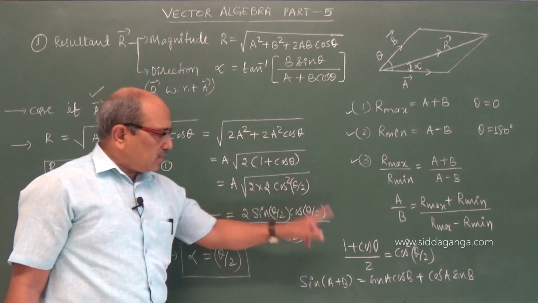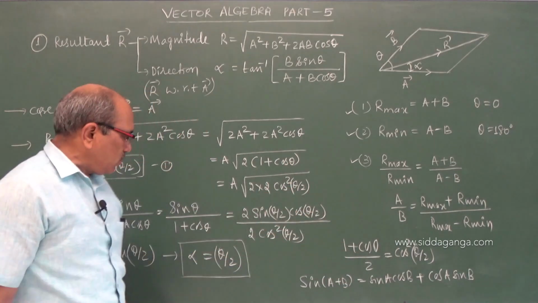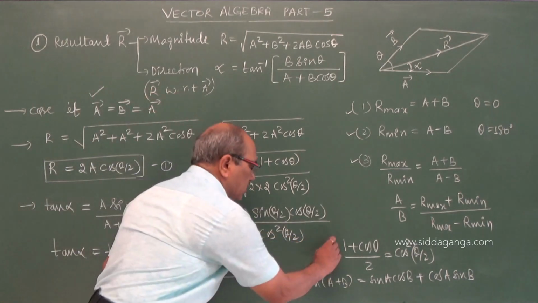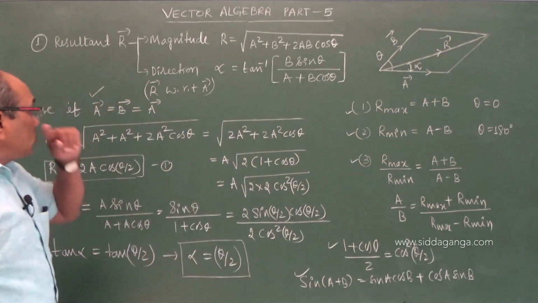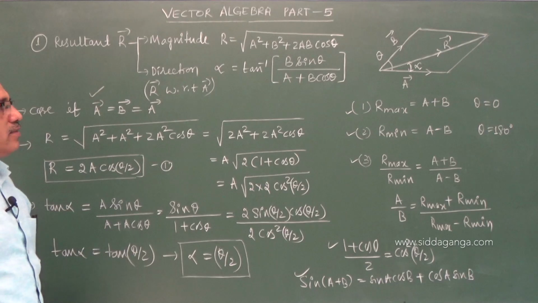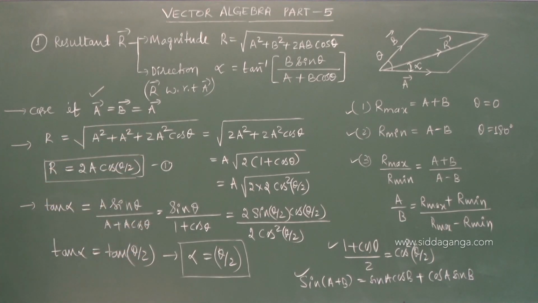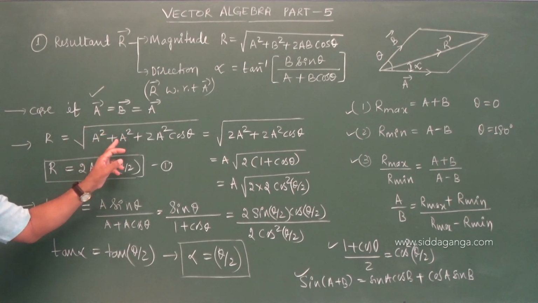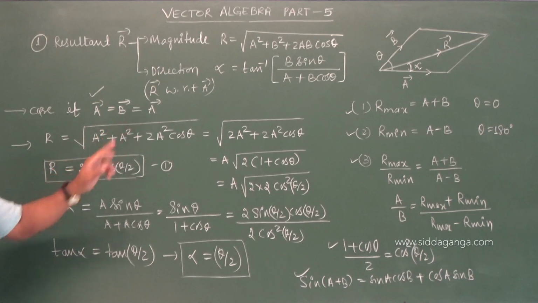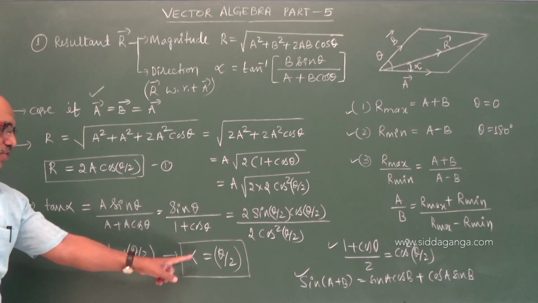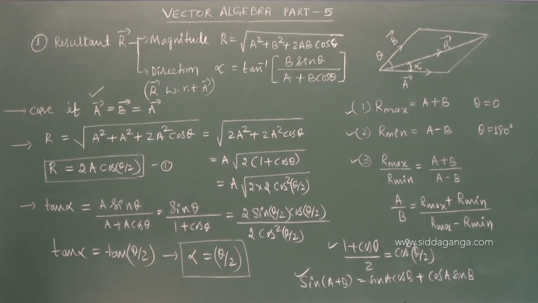1 plus cos theta is written as 2 cos square theta by 2. Here also 2 cos square theta by 2. Using these trigonometric relations, I showed when a equal to b. I hope you have followed this clearly. Simplification, substituting b with a wherever it appears, when a equal to b, 2a cos theta by 2 is the resultant, and alpha is equal to theta by 2 is the angle made.